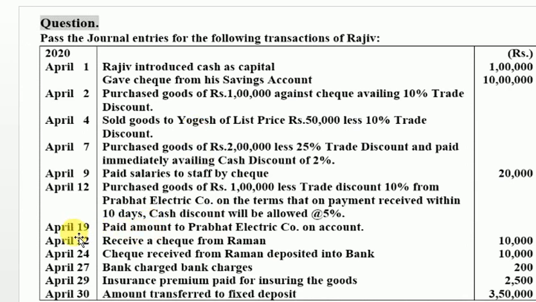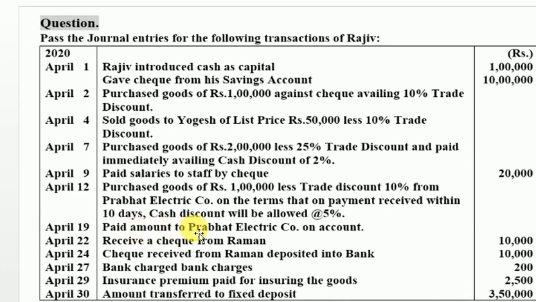On April 19, paid amount to Prabhat Electric Company on account. Here we have discussed right now that he purchased the commodity from Prabhat Electric Company at a trade discount of 10%, and he has to pay that amount of 90,000, that is 1 lakh minus 10,000, within 10 days. After April 12, he is paying within 10 days, that is on April 19.